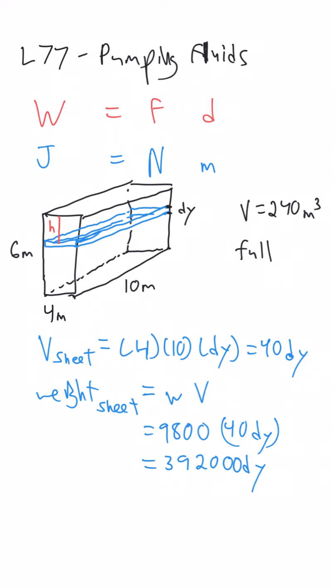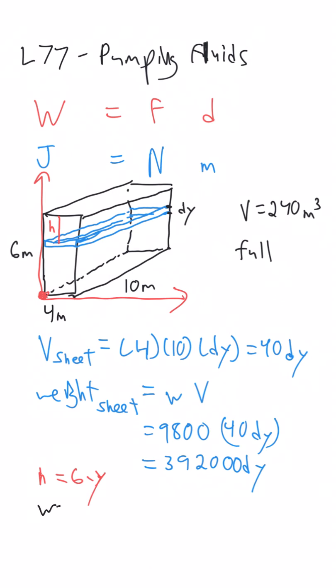Now, the height is the distance from the sheet of water to the top of the tank, because you're pushing that sheet vertically up out of the tank. So if we were to put this on a coordinate system, what do you think h would be? Let's say you put the origin right down here. What's the height of the tank? What's the top of the tank? Top of the tank is 6 meters. So what is h then? h is going to be 6 minus y, right? So our height is going to equal 6 minus y.